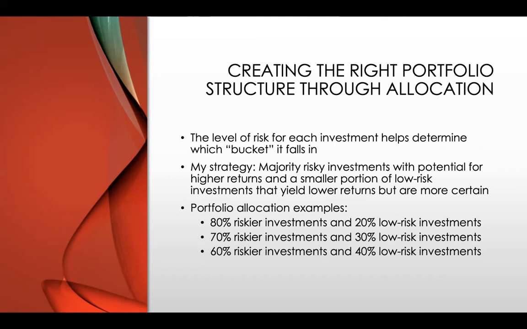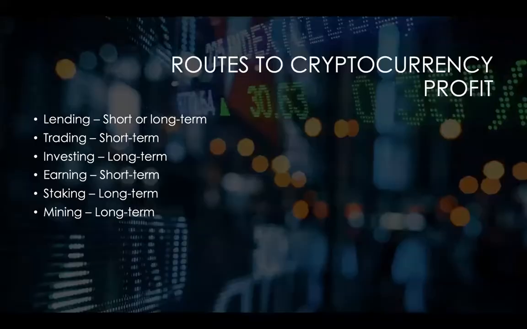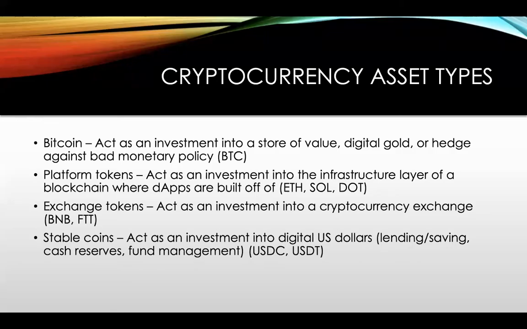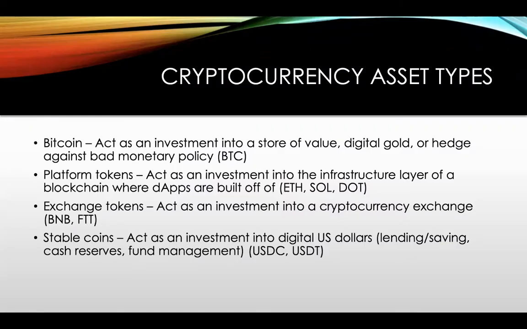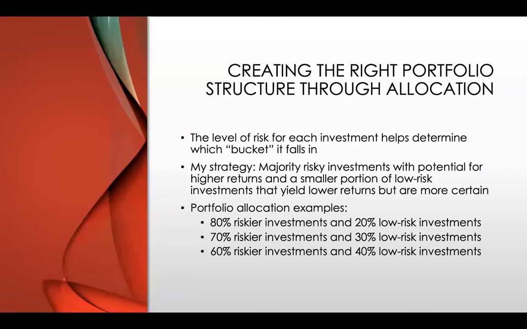Because if you have all of your assets in one bucket, if they go down, your whole portfolio goes down in value. And so the reason you diversify is because it's less risky and it helps you maintain a consistent return over time, which is what you want as an investor. So when you're thinking about crafting the right portfolio structure, now that we've talked about the different routes to cryptocurrency profit and the different asset types, so okay, I'm thinking about doing staking, investing, and trading. You're going to then do some research on which asset types you want to go into. And then you're going to think about the allocation percentages.